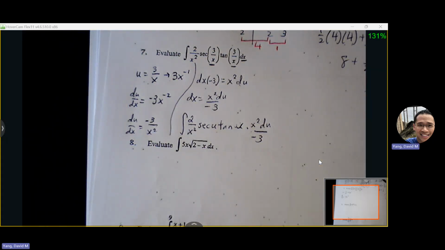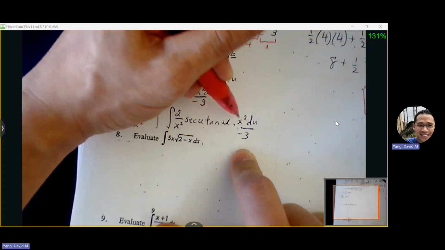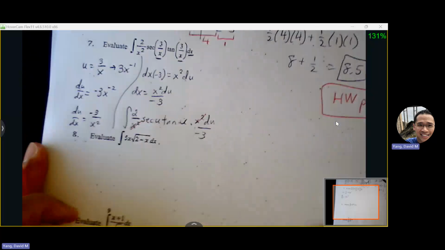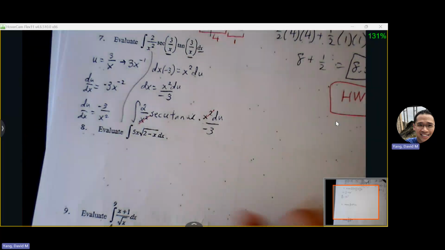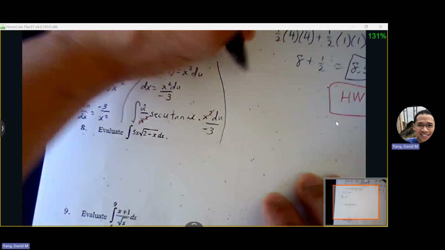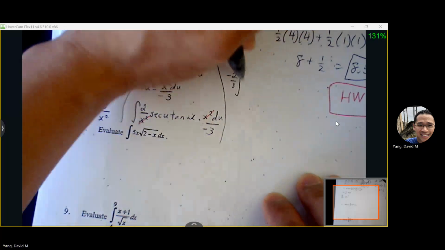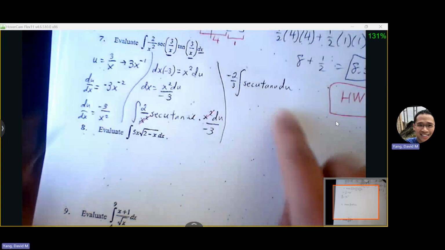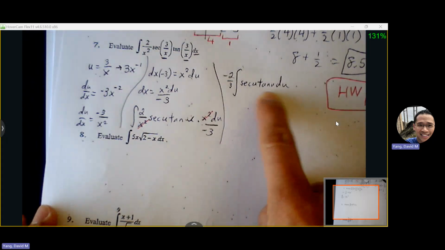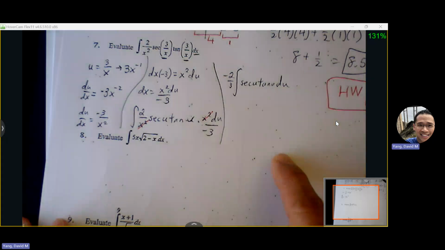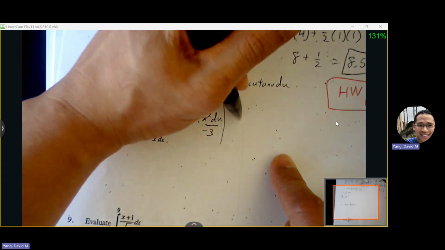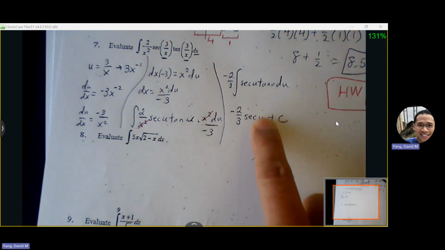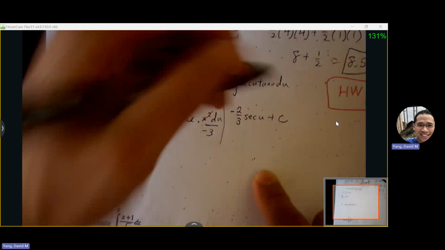That is a checkpoint in terms of making sure that we're on the right track. We do need the x's to go away. And because the x's go away, we know we can move forward. The -2/3, I'm going to push out as a coefficient. And now we have a nice clean rule that we can actually identify. We know secant tangent turns into secant. So once we find the antiderivative, we can bring back our x variable.